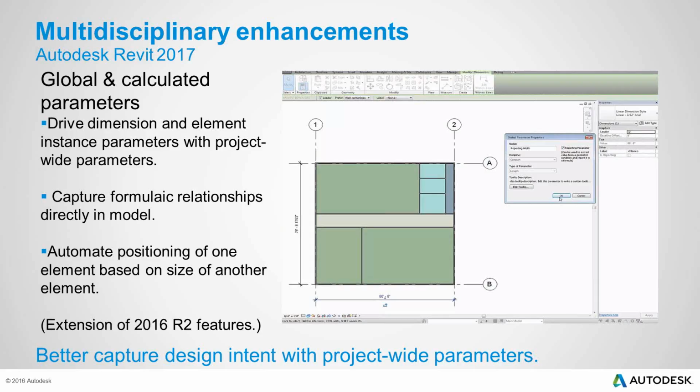Okay, global and calculated parameters. In terms of these things called global parameters, this is really more of an evolution of what was started in 2016 R2. If you didn't ever touch 2016 R2, then this will all be new to you. But what I can do is, in the same way that I can create a parametric or a labeled dimension in the family editor, I can do the same thing now within the project environment. And I can control those parameters. I can also create formulas, for example. And I'll show you a very simple example of what you can do there.